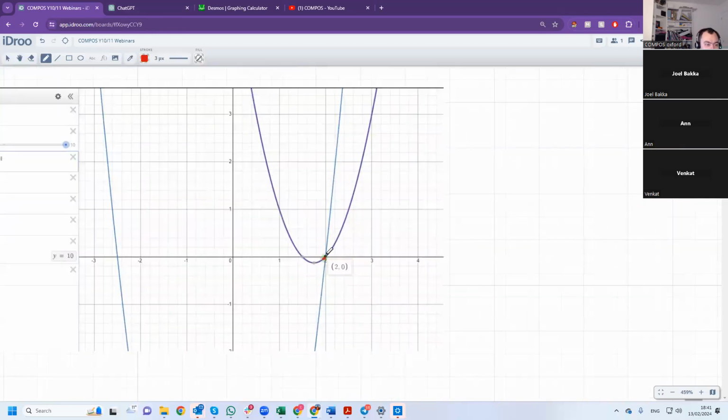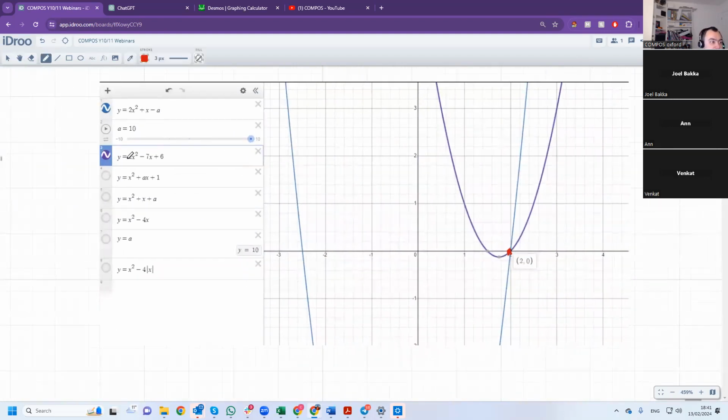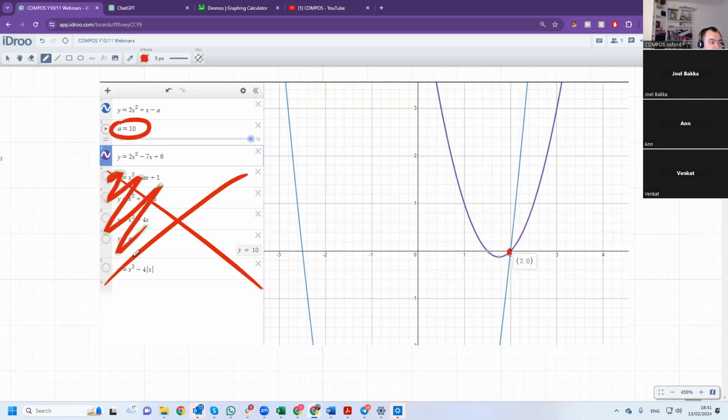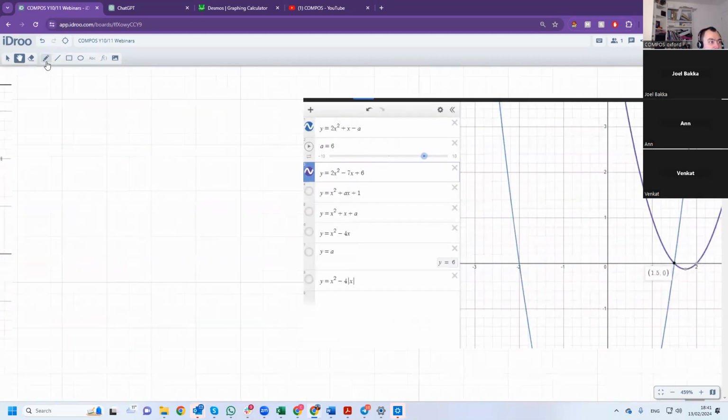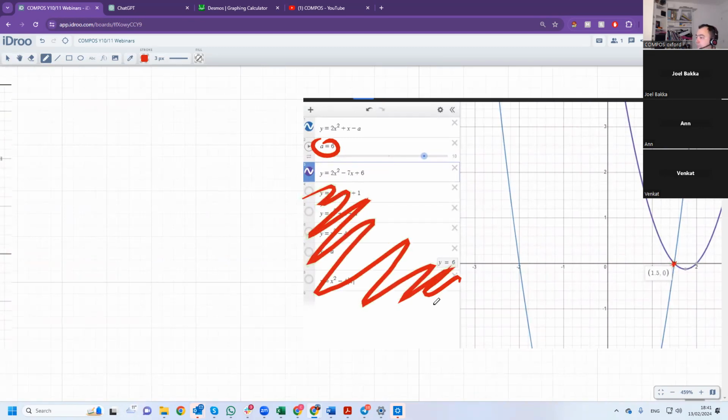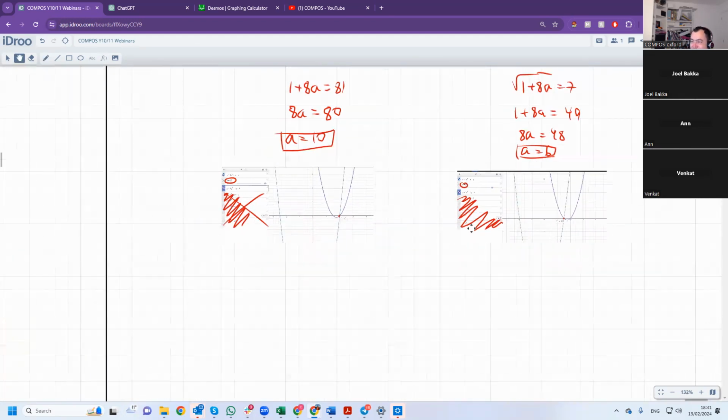Okay, so here repeat root. This is when a is 10. And here, this is when a is 6. This is the same root. Okay, I hope that's making sense.